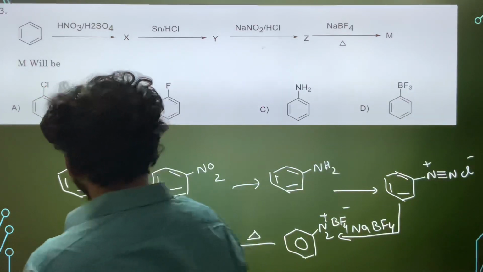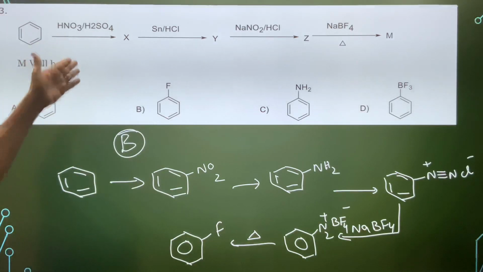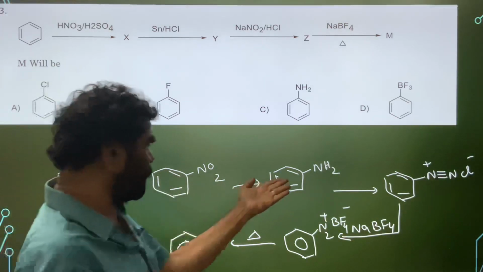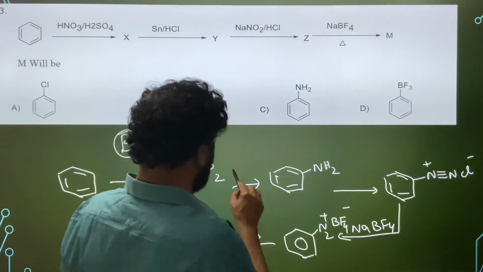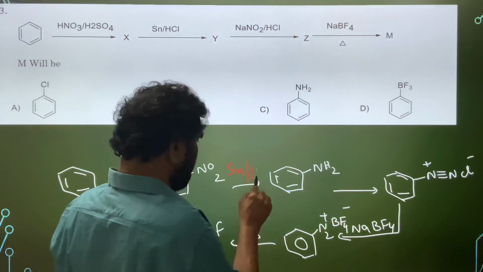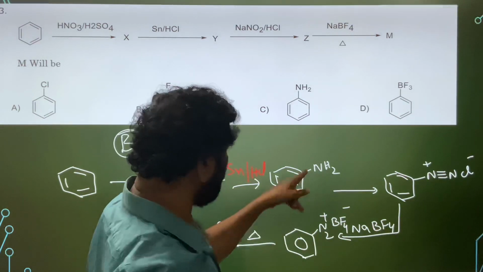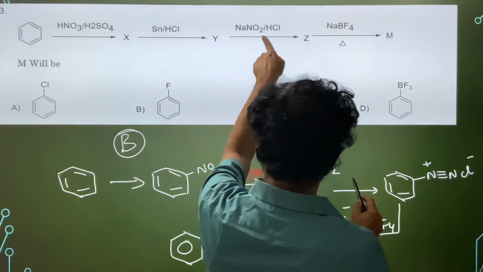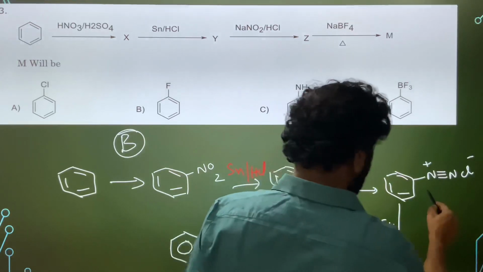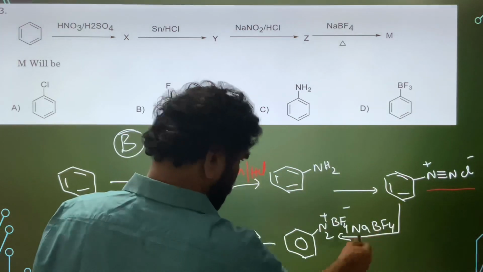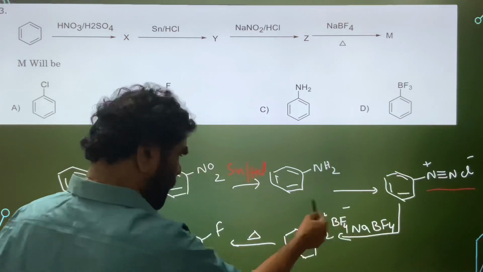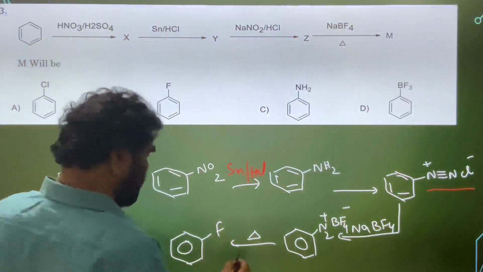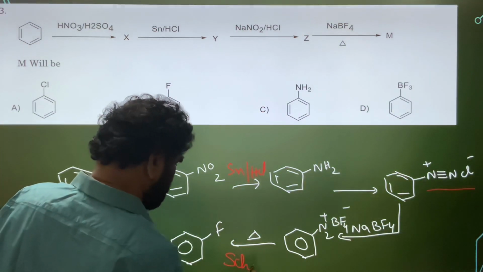The next one is a sequence of reactions. I have drawn it here. It is a nitration. Nitrobenzene is formed. Sn plus HCl reduction takes place. The nitro group is converted into a primary amine, an aromatic primary amine. This is a diazotization reaction. Benzene diazonium salt is formed. Sodium fluoroborate is added, and benzene diazonium fluoroborate is formed. On heating, fluorobenzene is formed. This is nothing but the Schiemann reaction.